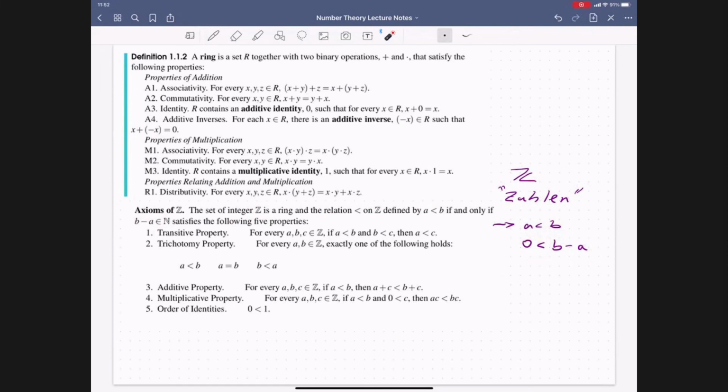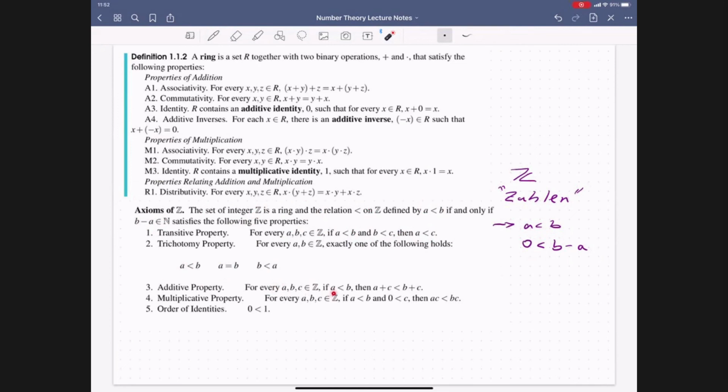And we have the following 5 properties being satisfied. The transitive property: A less than B and B less than C imply that A is less than C. Trichotomy, very important, which says we can only have 3 different possibilities: A is less than B, A is equal to B, or B is less than A.